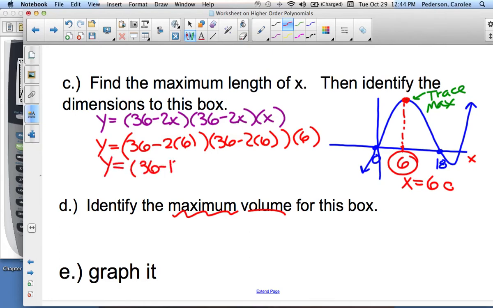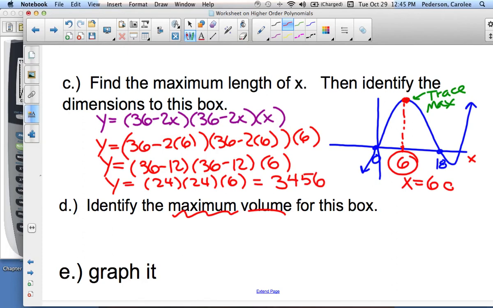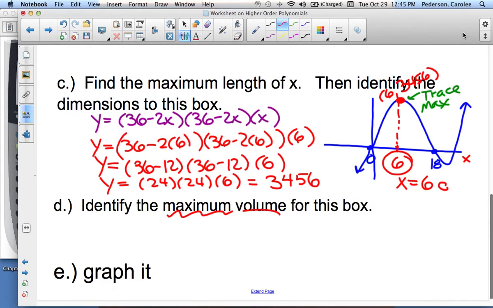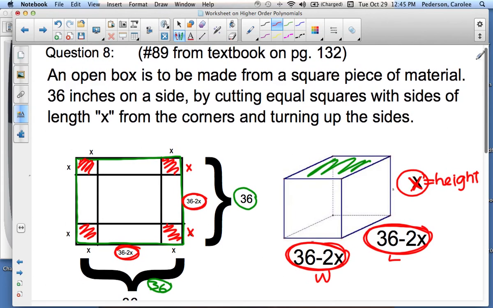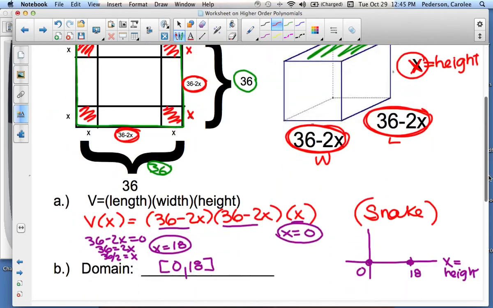36 minus 12, 36 minus 12. 36 minus 12 is 24, times 24, times 6, which is 3,456. So this maximum point is 6, comma, 3,456. It asks us to find out the dimensions, and we are in inches.